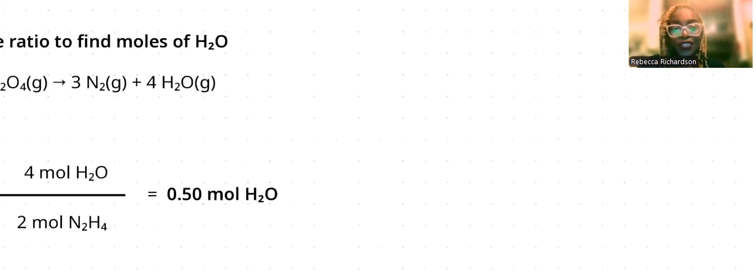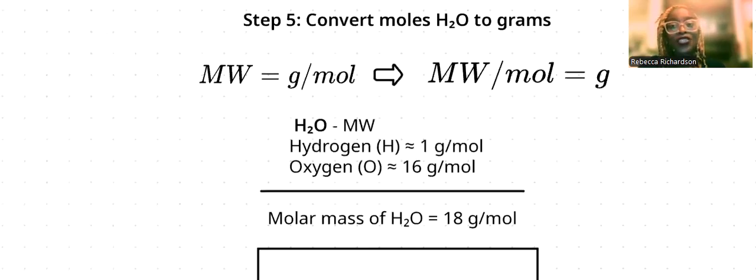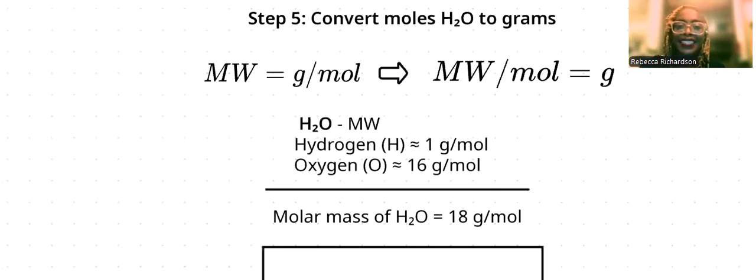Now we want to convert those moles of H2O to grams. We're going to go back to that same equation. Remember, molecular weight equals grams per mole. So if I know the molecular weight and I know how many moles I have, I can solve for grams. To determine the molecular weight of water, because they didn't give that to us in the original problem, we can just use our periodic table to find the atomic masses for each of our atoms in this molecule and add them together to get the overall molar mass.